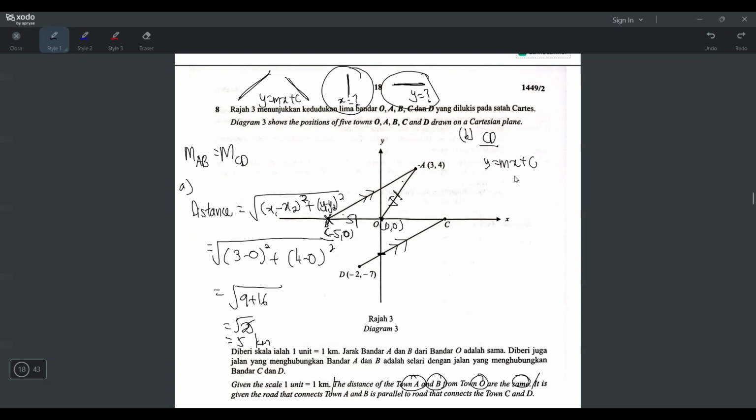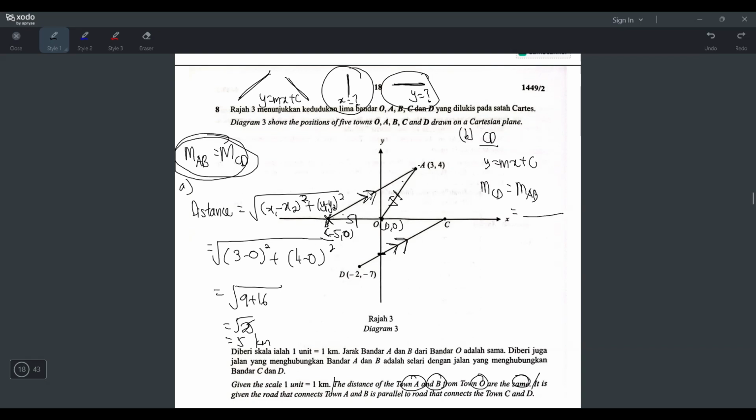So how do we do it? Gradient is not given, C is not given. Yeah, that's why I labelled it. You already forgot, earlier I labelled this arrow. I even wrote it here. Remember this? Although the gradient of CD is not given, it's parallel to the gradient of AB. And I have point A, point B. It means that although I don't have the gradient of CD, I can borrow it from the gradient of AB.